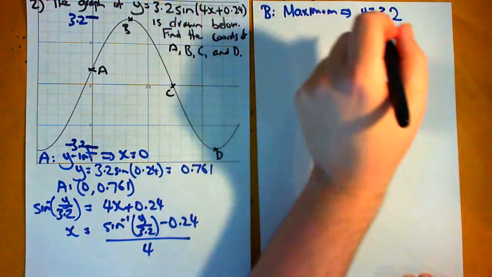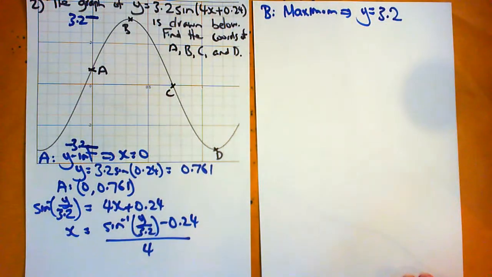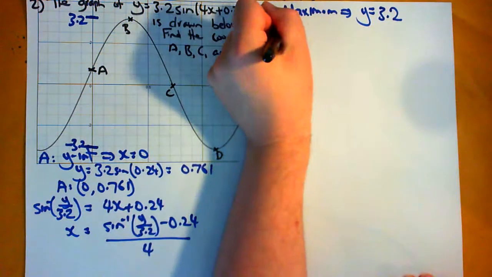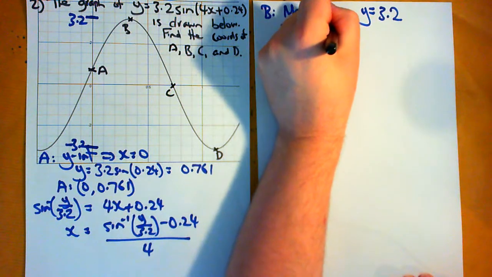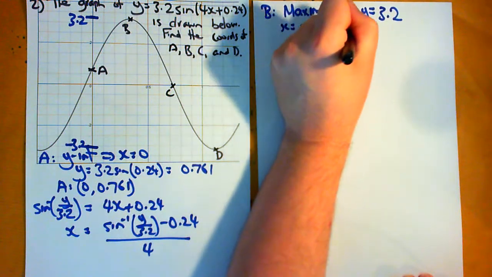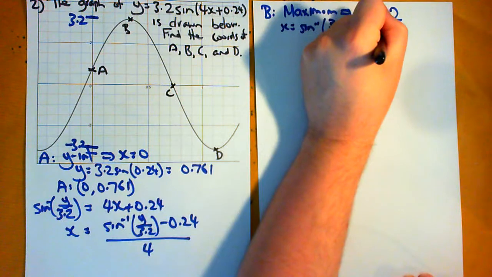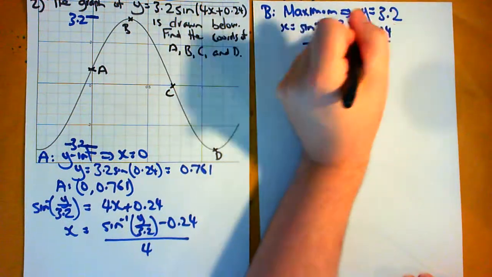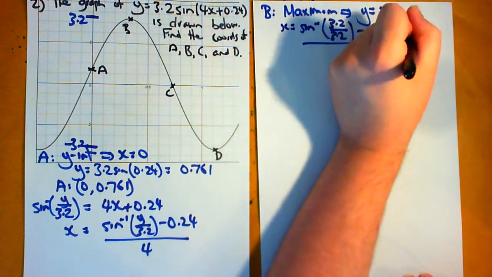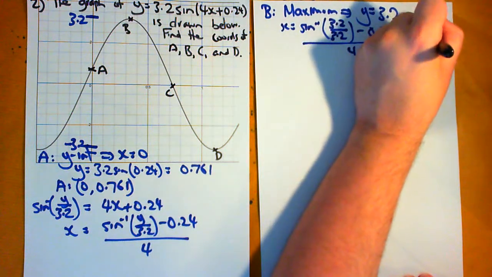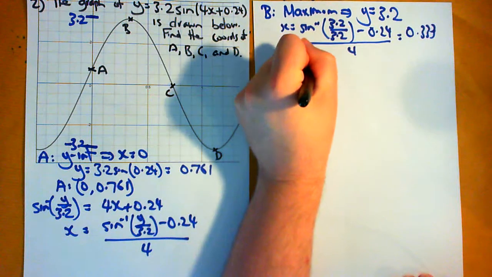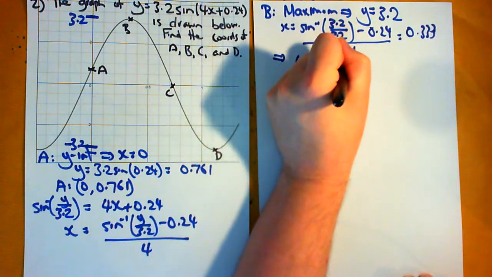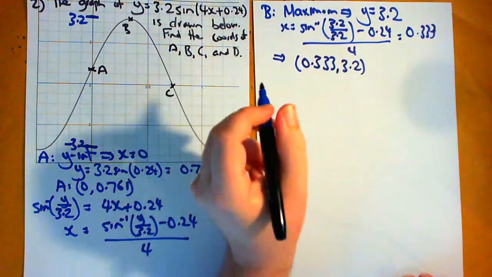So if we substitute 3.2 into our rearrangement, what do we end up with? We get x equals sine inverse of y, which is 3.2 over 3.2, minus 0.24, that's divided by 4, and we get 0.333. So therefore B has coordinates of x is 0.333 and y is 3.2.